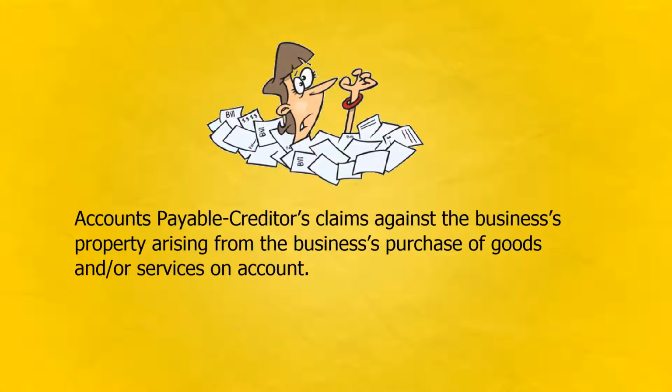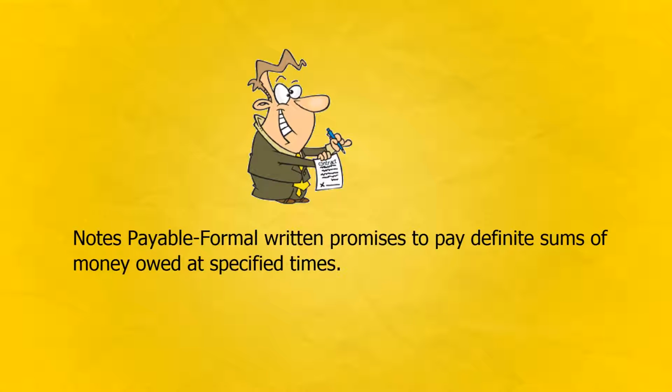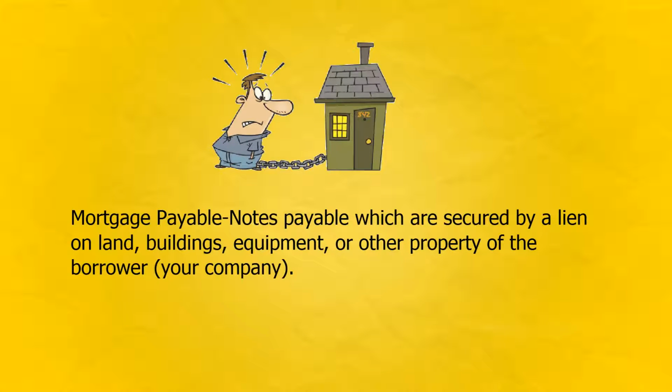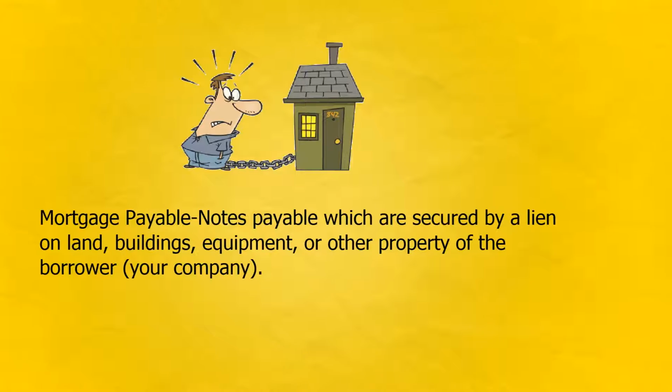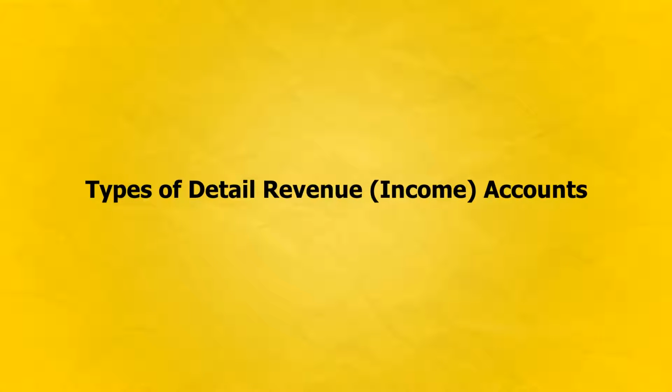Accounts payable: creditors' claims against the business's property arising from the business's purchase of goods and/or services on account. Notes payable: formal written promises to pay definite sums of money owed at specified times. Mortgage payable: notes payable which are secured by a lien on land, buildings, equipment, or other property of the borrower, your company. Types of detail revenue income accounts.